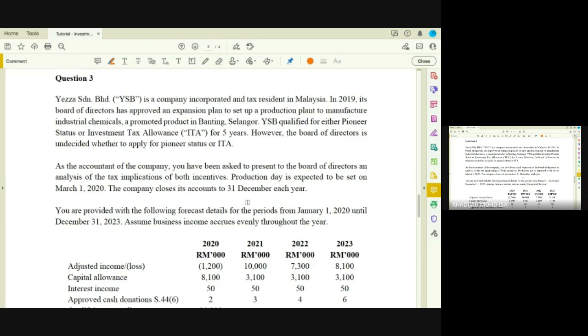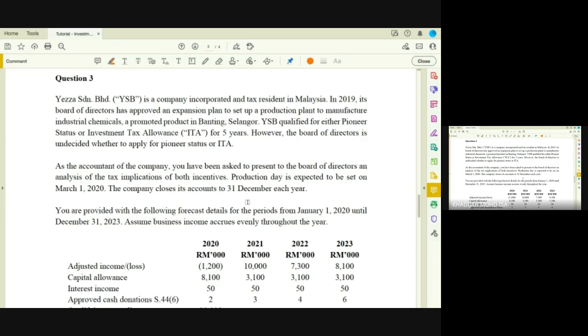YSB qualified for either pioneer status or ITA. Remember that we have another topic, investment tax allowance, that I will cover in the next class. So they are thinking whether they should apply for pioneer or ITA. However, the board is undecided. As the accountant of the company, you have been asked to present to the board of directors an analysis of the tax implication of both incentives.